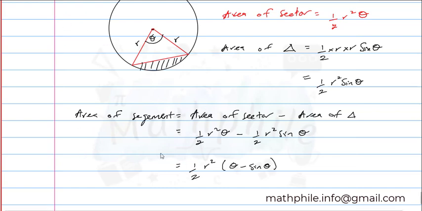The area of the segment is given as 1/2 r squared, theta minus sine theta. So from there, we can talk about the last one, the length of a chord. Length of a chord.